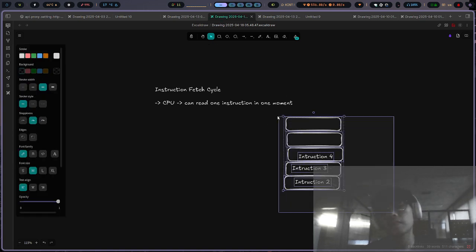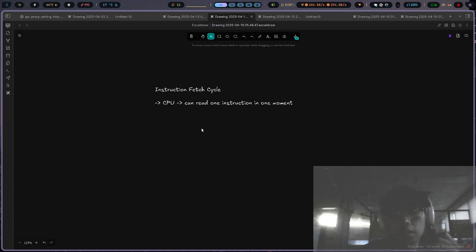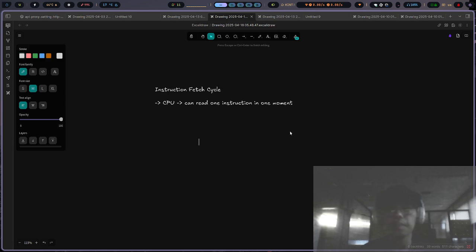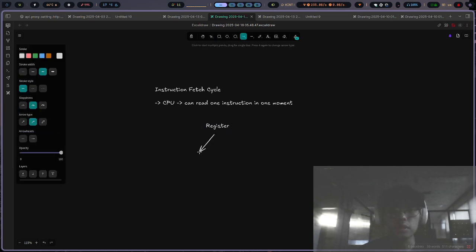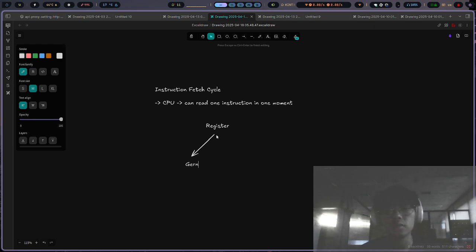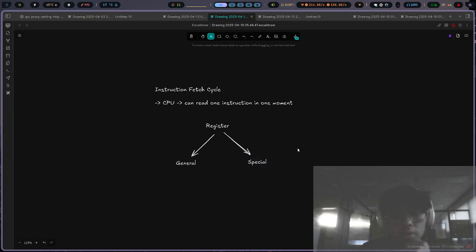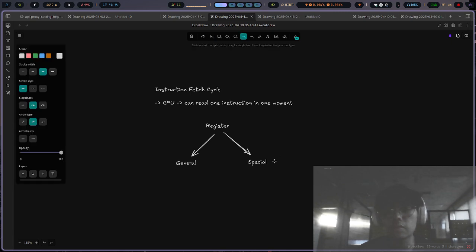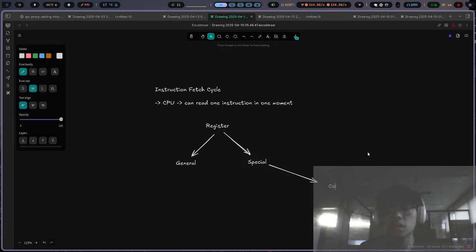But you really have to understand the logic being used in it, and it's really hard. So to look again, you have to understand what a register is. Registers can be divided into two parts: general purpose and special purpose. The general purpose register just stores simple values, but a special purpose register has a special purpose, for example the code segment register. There are a lot of them.